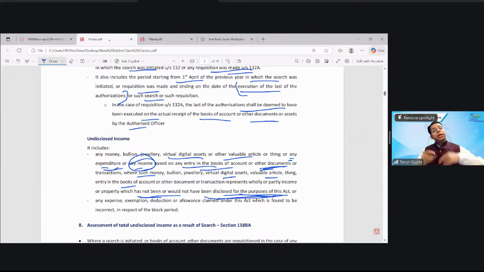Understood? So if there's any asset or expenditure or income which has not been disclosed, it shall form part of undisclosed income. Then it also includes any expense, exemption, deduction, allowance claimed under the Act that is found to be incorrect in respect of the block period. If the assessee has claimed any expenditure or deduction which is found to be incorrect, then that expenditure should also form part of the undisclosed income.